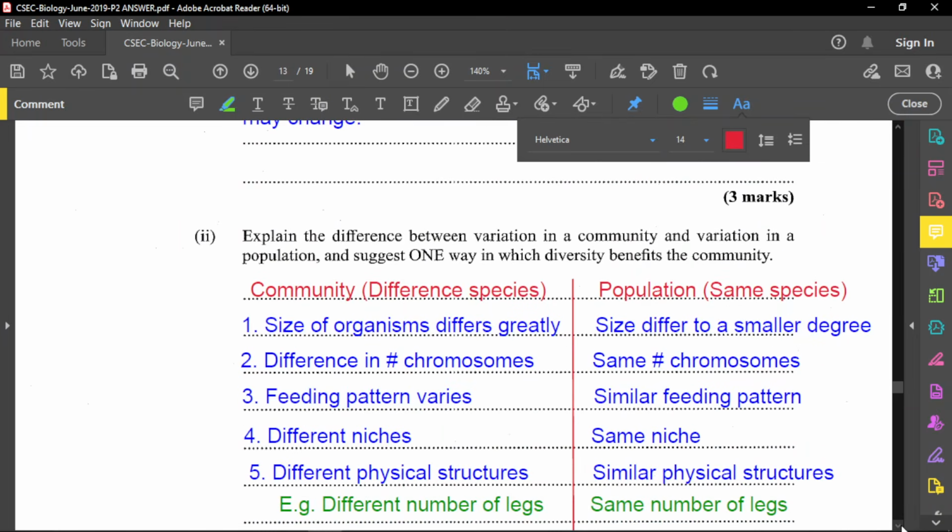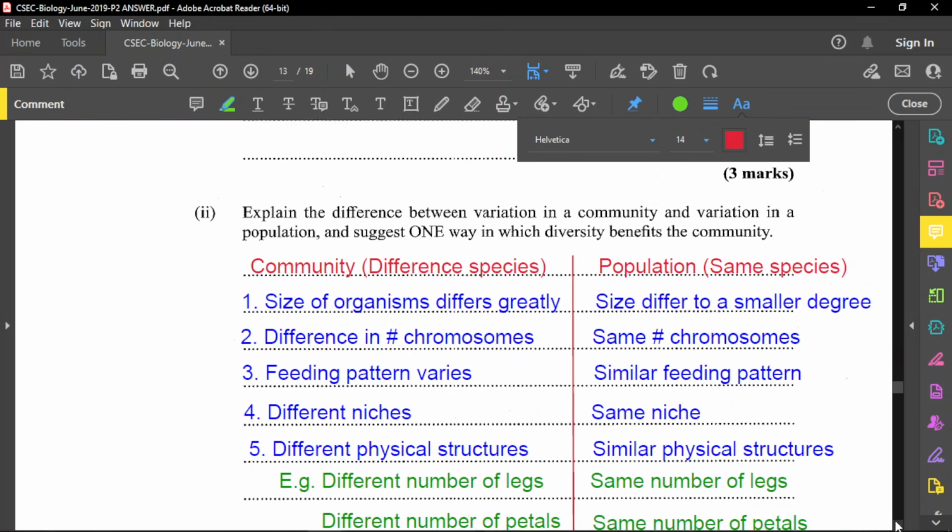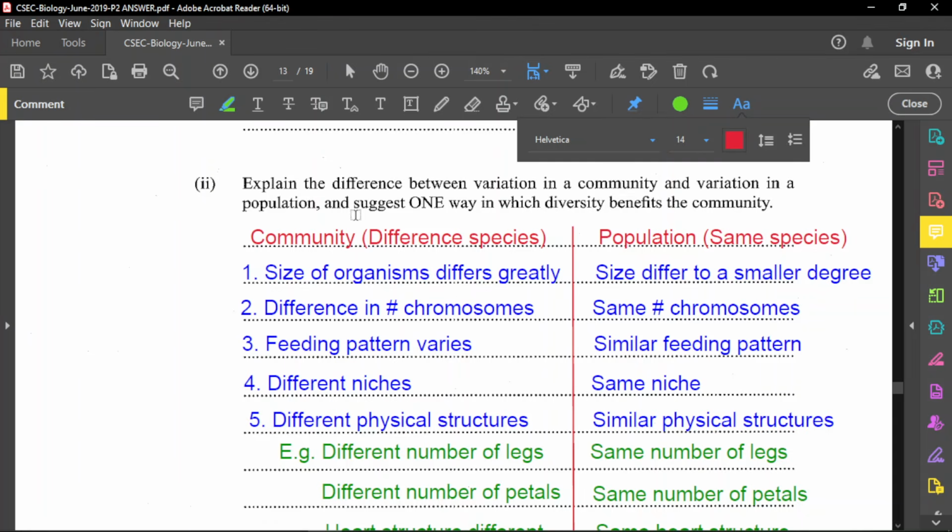Now, for part 2, it's to explain the difference between variation in a community and variation in a population, and suggest one way in which diversity benefits the community. Let's talk about the difference between community and population. Just to make a note, a community is a group of populations. What is important for understanding these differences is that in a community you have different species, however in a population you're dealing with the same species. This bit of information is just to guide us in terms of the differences.